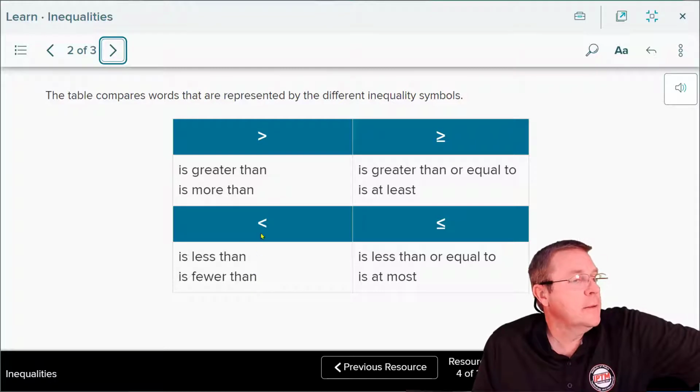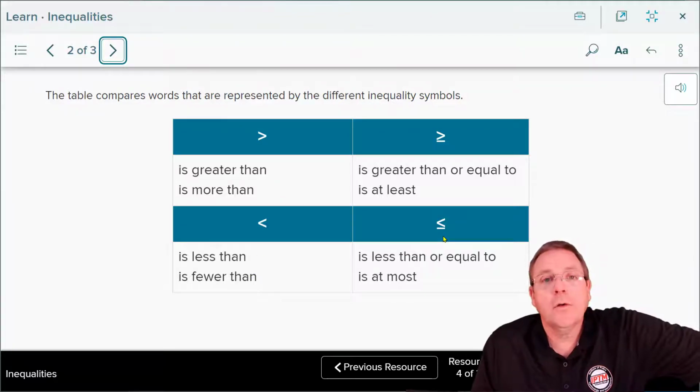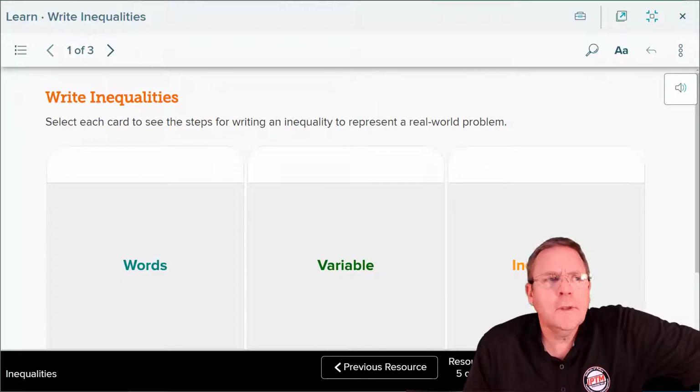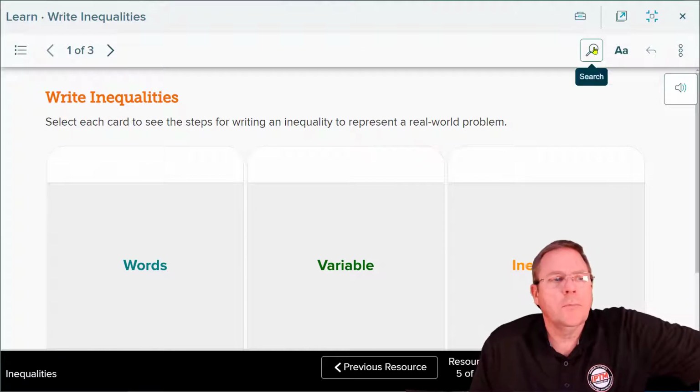Less than, also known as fewer than, right here, and then less than or equal to with a bar under it means that it can be equal to the number or less than the number. Now let's take a look at what these cards say about solving real-world inequality problems.